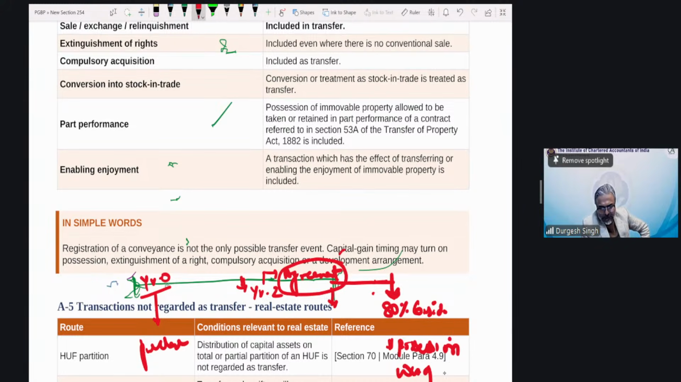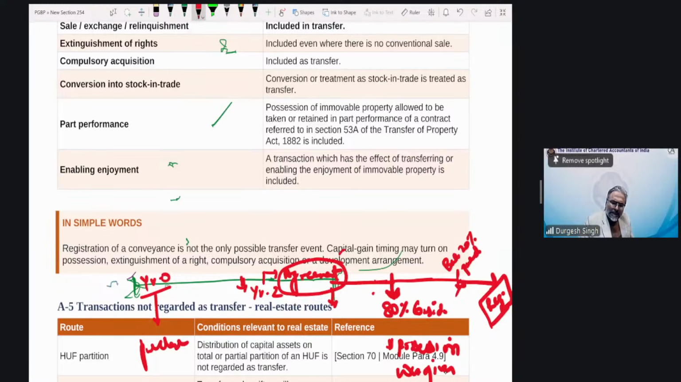Possession was given. So this was my next milestone. Possession was given on 80% of the consideration paid. After that, students, the balance 20% was paid, and after that, finally, students, the registration happened. Okay.